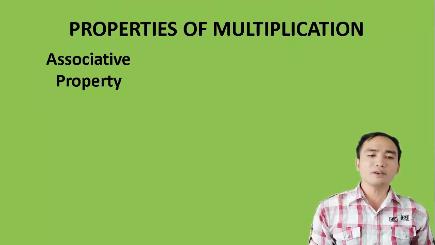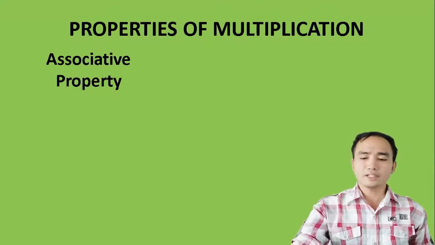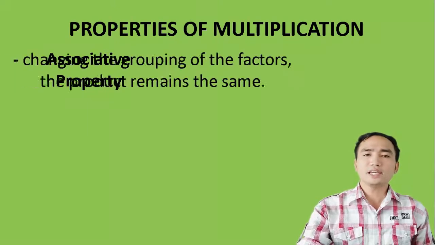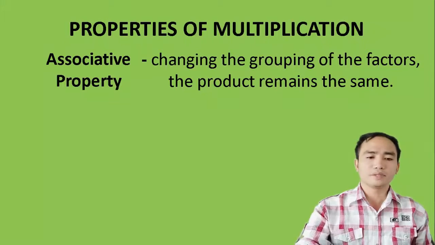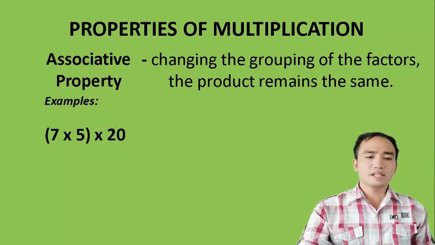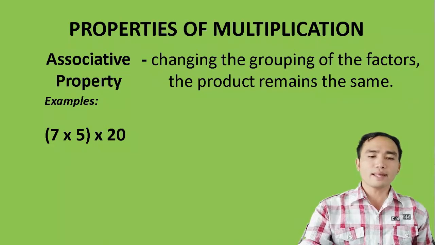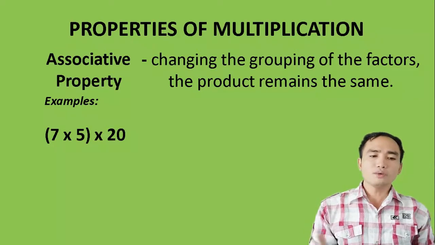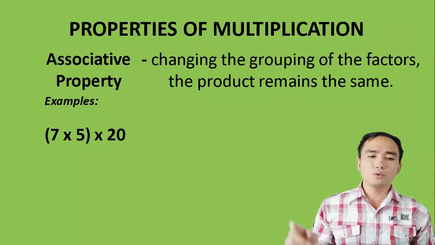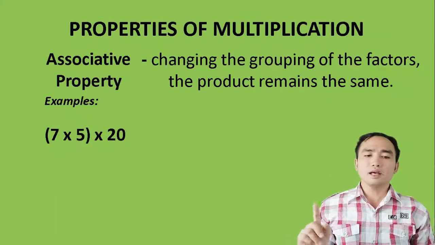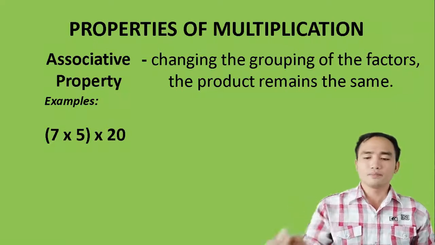Next is the associative property of multiplication. It states that changing the grouping of the factors, the product remains the same. Examples: 7 times 5 times 20. Here, we enclose 7 and 5, or we group 7 and 5 with the parentheses. So when we say parentheses, it indicates that we are going to solve the problems inside the parentheses first.